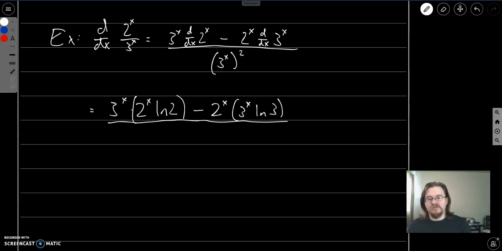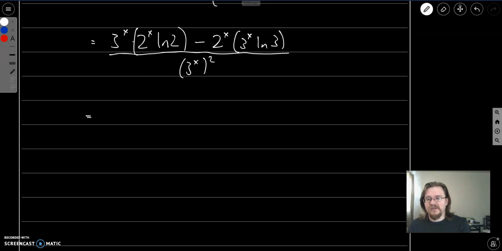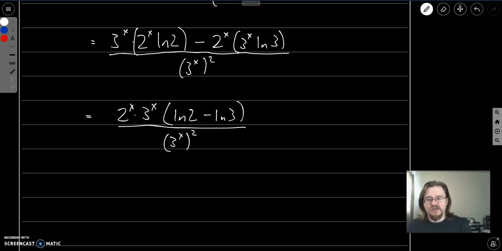And what I'm actually going to do is leave this as 3 to the x quantity squared, because this will simplify in a little bit. So I don't want to square this out right away. So let's simplify this some more. I have a 3 to the x and a 2 to the x, and a 3 to the x and a 2 to the x. I can actually pull that out up top. So it's going to be 2 to the x times 3 to the x, and we have the natural log of 2 minus the natural log of 3, all over 3 to the x quantity squared.